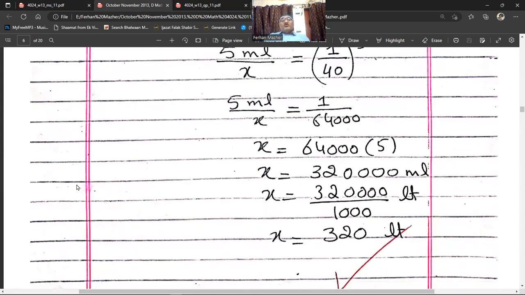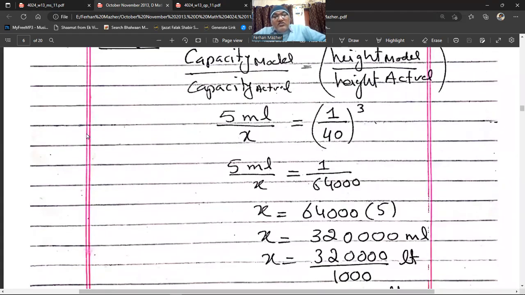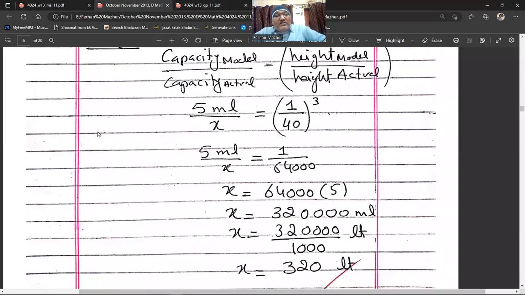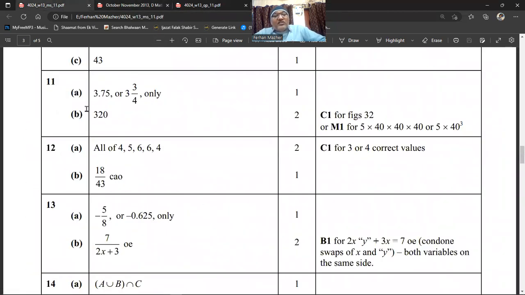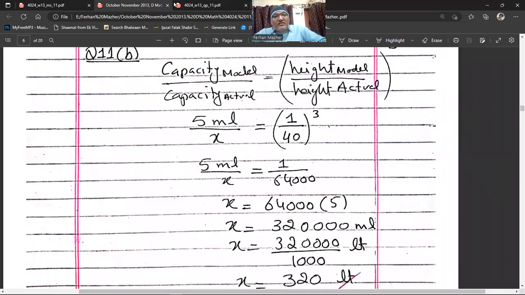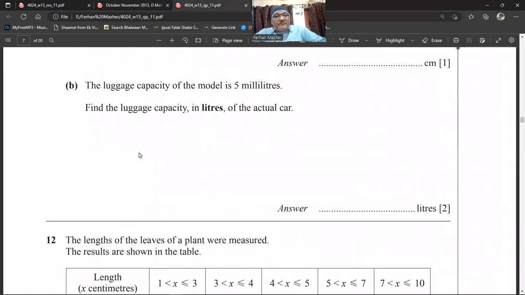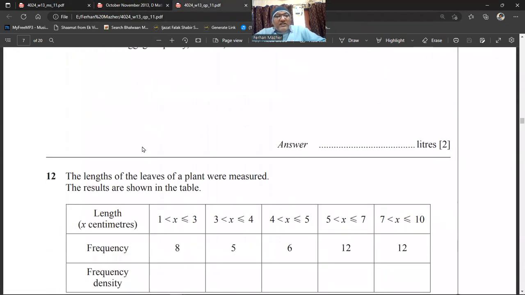So x will be equal to 64,000 multiplied by 5, that will be 320,000 ml. Because they want the answer in liters, in 1 liter there are 1,000 ml. So divide it by 1,000. So you will have 320 liters. So 320 liters is the actual car's capacity. I hope you understand. So that was question number 11, part B.